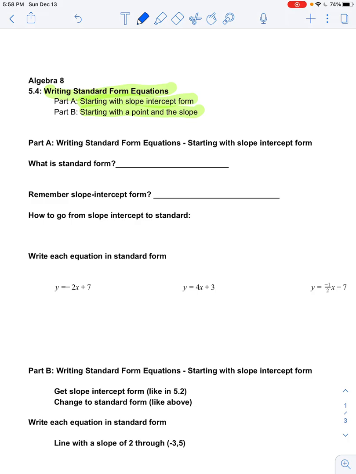So first of all, what is standard form? Slope-intercept form, remember, was y equals mx plus b. Standard form is ax plus or minus by equals c, where a, b, and c are numbers. The x and y stay x and y. Just like in slope-intercept, the m and the b are numbers, and the others, x and y, just stay that way. So these are going to be actual numbers.